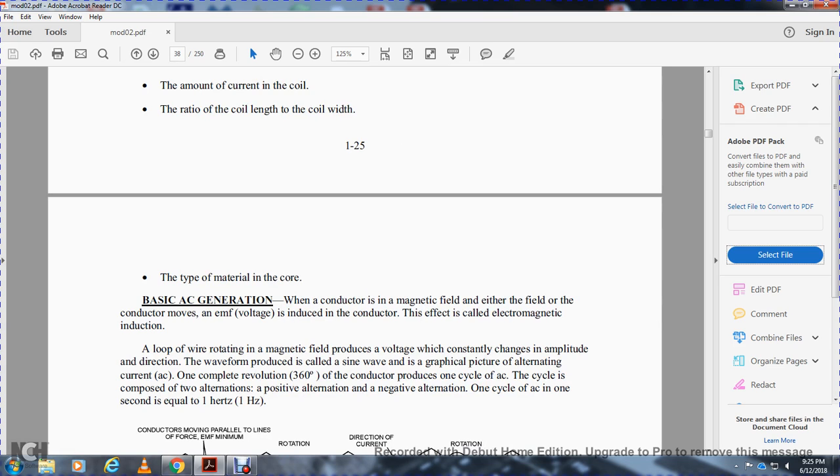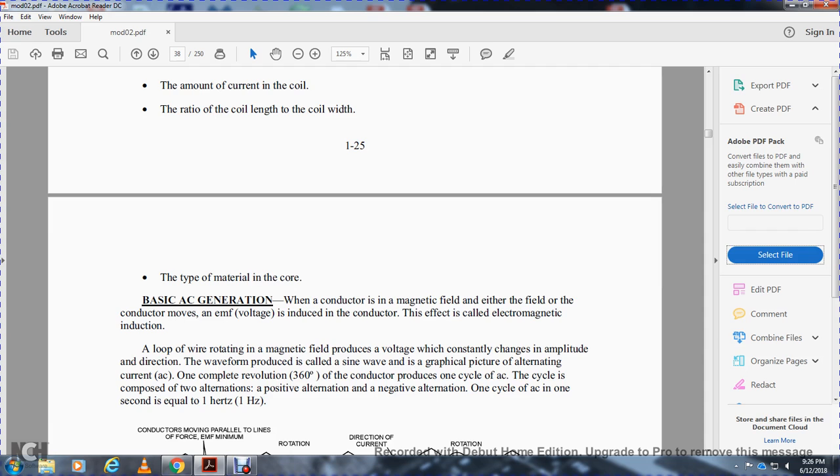The basic AC generation: a conductor and a magnetic field. When either the field or the conductor moves, an EMF, a voltage, is induced in the conductor. This effect is called electromagnetic induction. A loop of wire rotating in a magnetic field produces a voltage constantly changing in amplitude and direction. The waveform produced is a sine wave, the graphical picture of the alternating current, with one complete revolution being 360 degrees.